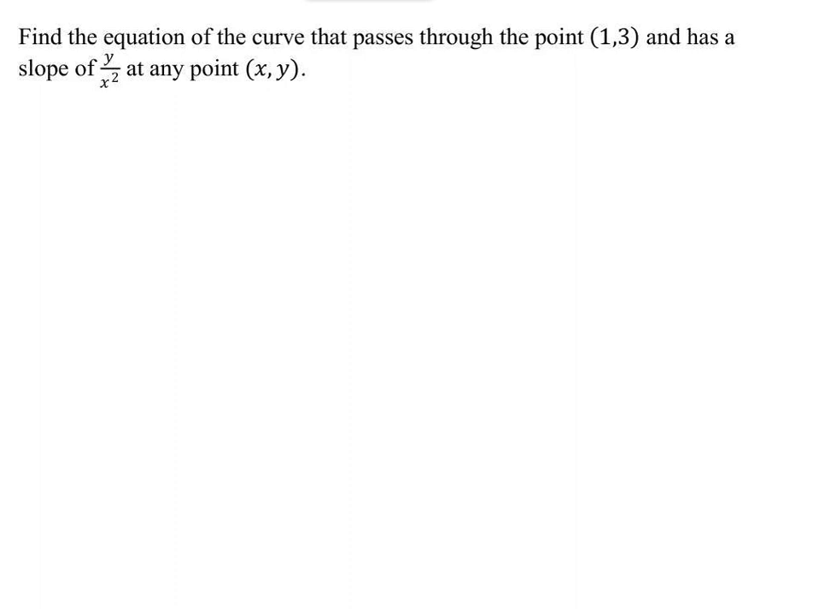Next problem, find the equation of the curve that passes through the point 1, 3 and has a slope of y over x squared at any point x, y. So this is a different way to show you a problem like what we've been working on. What does the slope of y over x squared at any point tell you? Yeah, dy over dx equals y over x squared. That's correct.